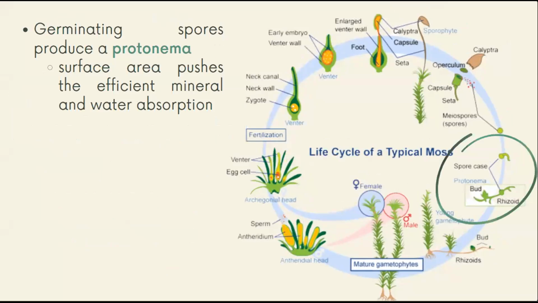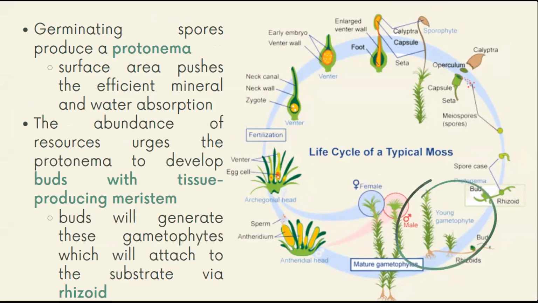The germinating spores produce the so-called protonema. The protonema is responsible for pushing efficient mineral and water absorption due to its wide surface area. And because of the abundant nutrients in the environment, it urges the protonema to develop buds with tissue-producing meristem. For more background info, the meristem is a type of tissue found in plants. It consists of undifferentiated cells called meristematic cells, which are capable of cell division. Cells in the meristem can develop into all the other tissues and organs that occur in plants.